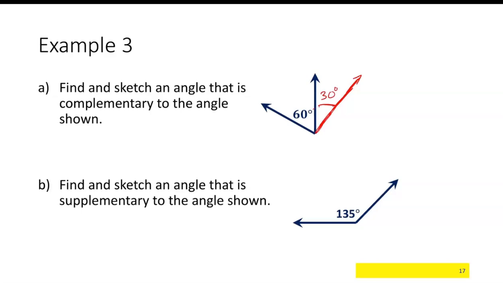As far as supplementary, we just take one side and extend it forever, or extend it in the other direction. And that would give you supplementary angles. Again, in this case, they add up to 180. So 135 degrees plus what is 180? Well, 180 minus 135 is 45 degrees. So the supplementary angle would be 45 degrees.